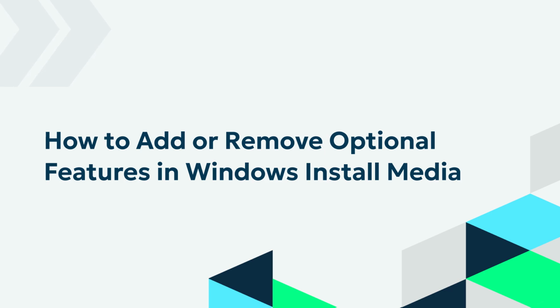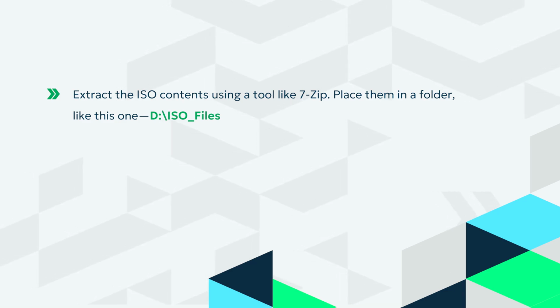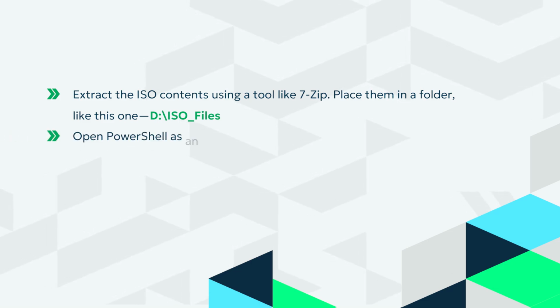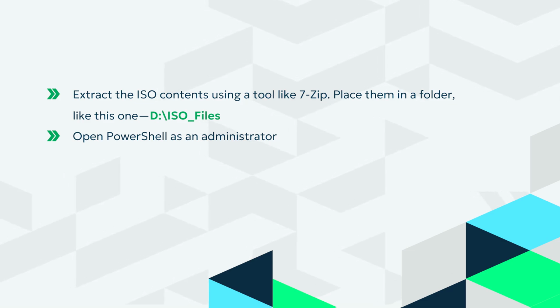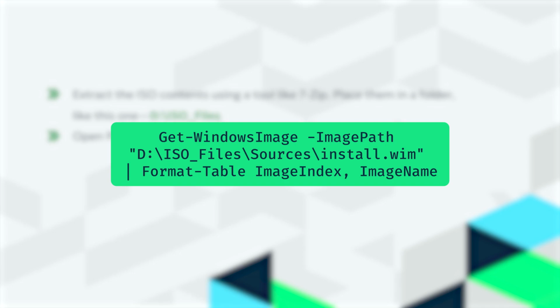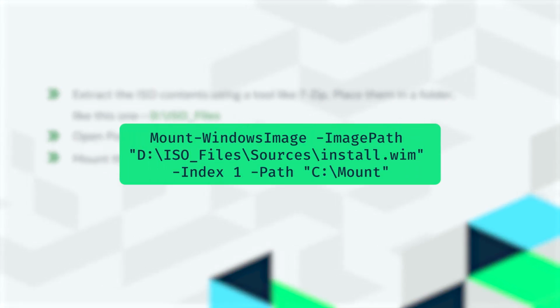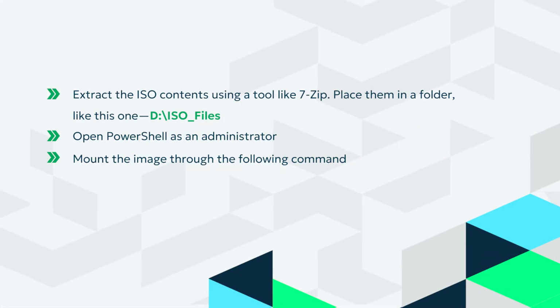How to add or remove optional features in Windows Install Media. First, extract the ISO contents using a tool like 7-Zip. Place them in a folder like this one, D:/ISO_files. Next, open PowerShell as an administrator and run this command to identify your image index. Then mount the image through the following command. You can now enable or disable features within this mounted image.